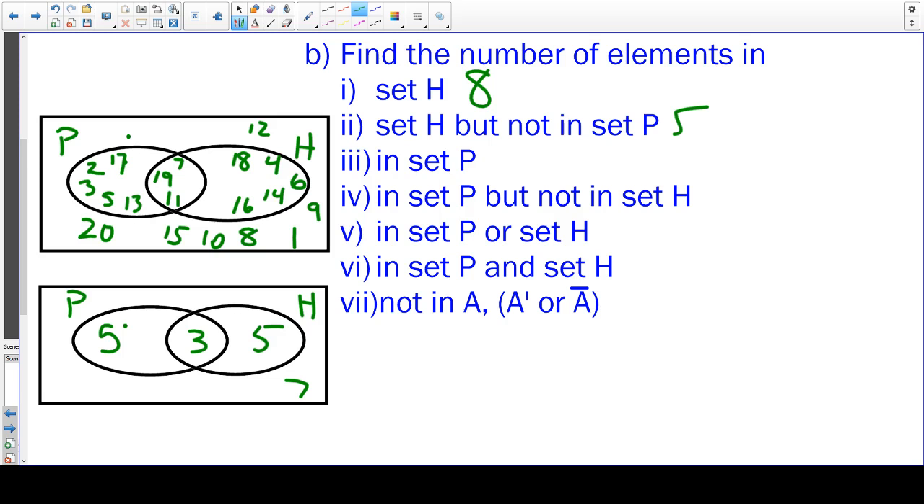How many are in set P? 8. Yeah. And how many are in P but not in H? 5. Yeah. How many are in set... Okay, this is where it gets a little tricky here. How many are in set P or H? 16? 13. Because we're looking for anything in here. Anything in here. It's 13. Okay? How many of them are in P and H? 3. That's correct.